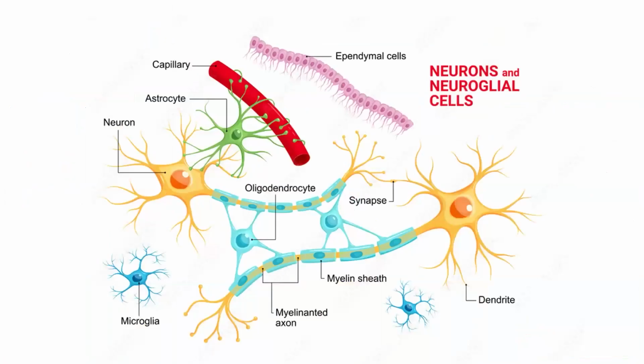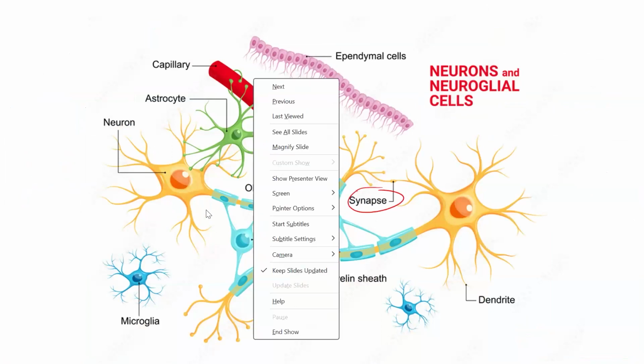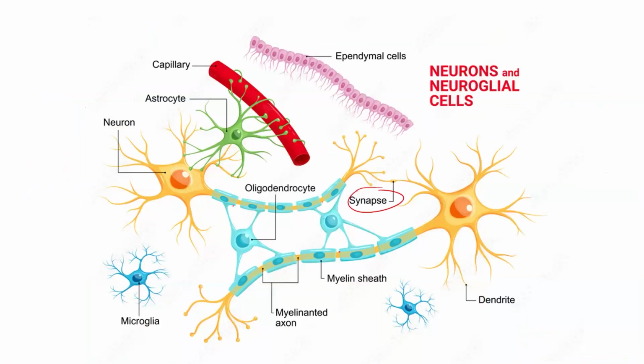So this is the structure showing the neurons and the neuroglial cells. We can see here, this is the neuron which is being shown. This is the synapse, which is the connection between the two neurons. It can be from the cell body to the dendrites. It can be from the axons, etc.